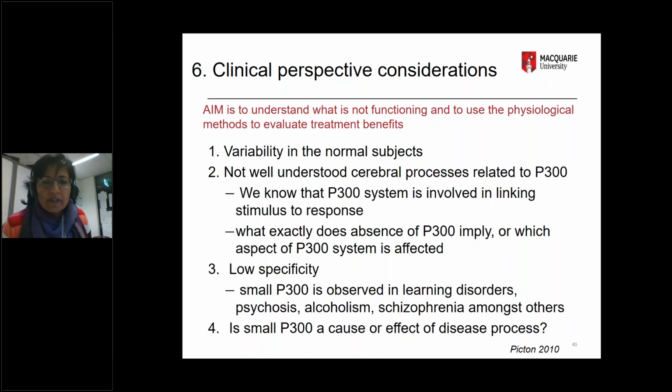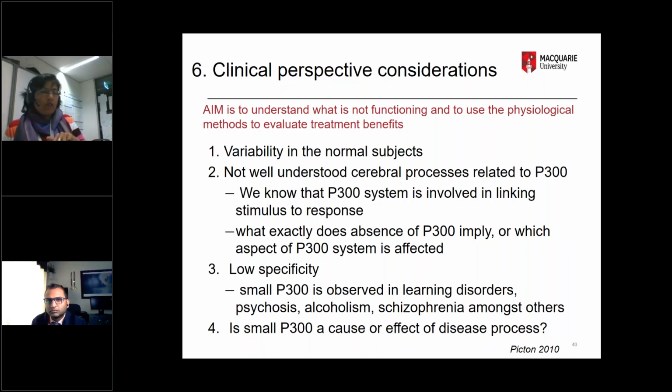Low specificity. For instance, you can have a small P300 in learning disorder populations, psychosis, alcoholism, schizophrenia. So by no means can we use P300 at this point for diagnosis purposes, or definitely not differential diagnosis. But we can still use it to understand the physiological response to changes in cognition, attention, etc. And the last one is perhaps the most important aspect: is a small P300 a cause or effect of a disease process? We know the best P300 you get is because somebody pays attention. Now, what if there's a disorder that has nothing to do with P300, however it's impacting attention, in which case the P300 response is going to be impacted because of that.